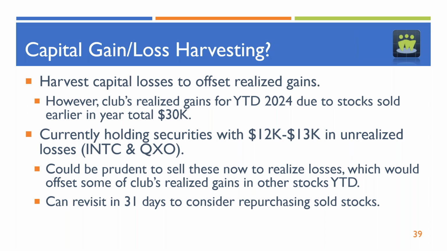QXO is not investment grade, I don't think. Intel, you'll have opportunities to buy Intel if you want, but it already overlaps with NVIDIA. So selling those securities right now and incurring $12,000 to $13,000 in losses will offset those $30,000 of realized gains already incurred for the calendar year 2024. I think that's a pretty good idea. And I can't see that, with Intel and QXO being such small positions, it's going to have any sort of negative impact, and it will actually probably have a positive impact on the diversification.